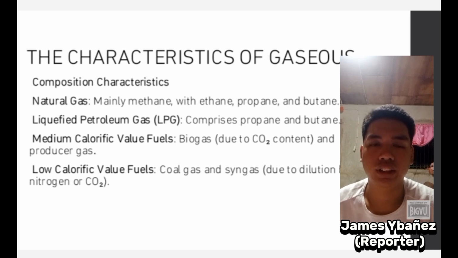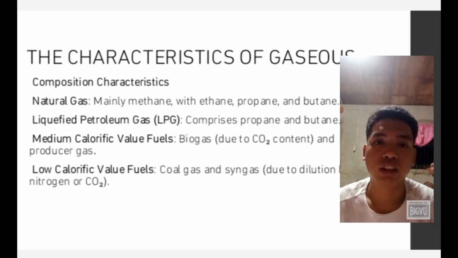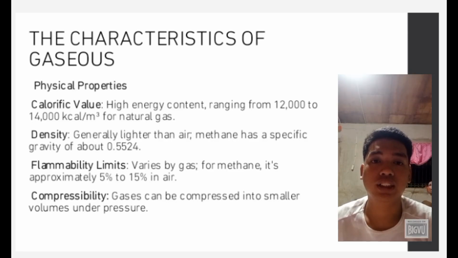Composition characteristics. Natural gas is mainly methane with ethane, propane, and butane. Next, liquefied petroleum gas, or LPG, is compressed propane and butane. Next, medium calorific value fuels: biogas, due to carbon dioxide content, and producer gas. Next, low calorific value fuels: coal gas and syngas, due to dilution by nitrogen or carbon dioxide. Physical properties.